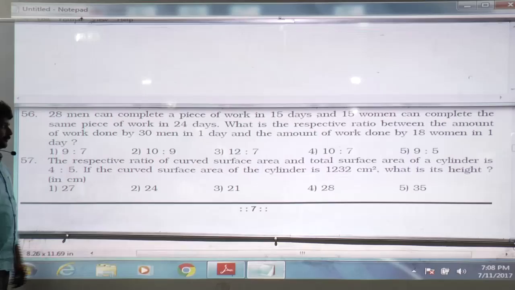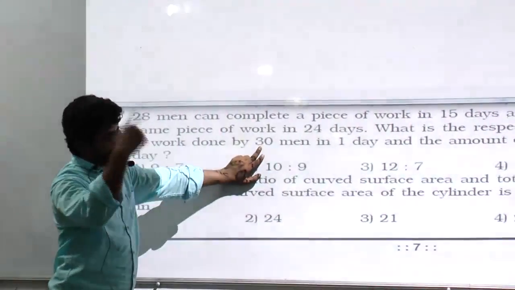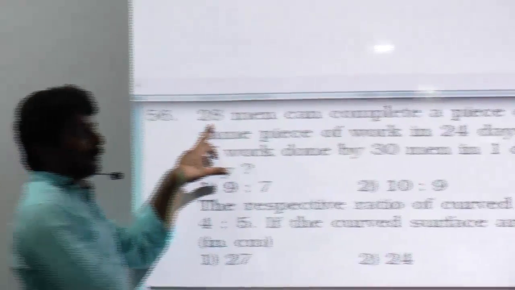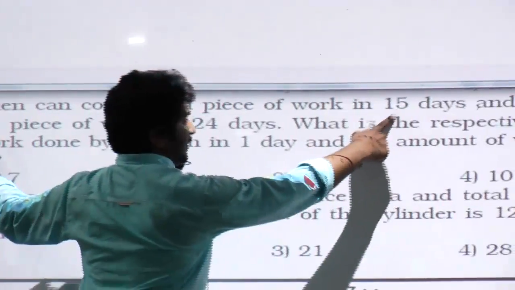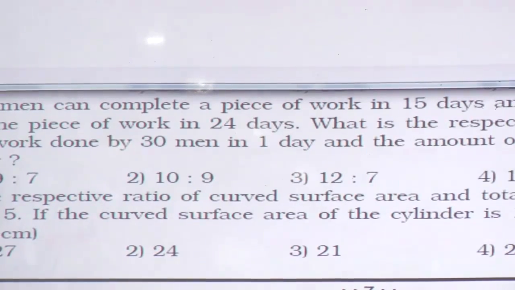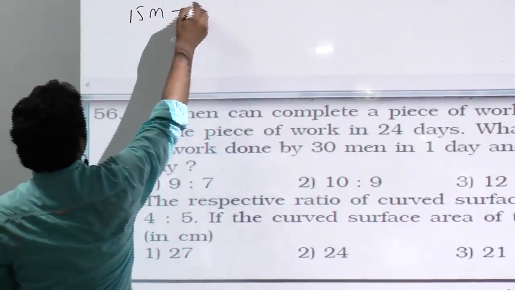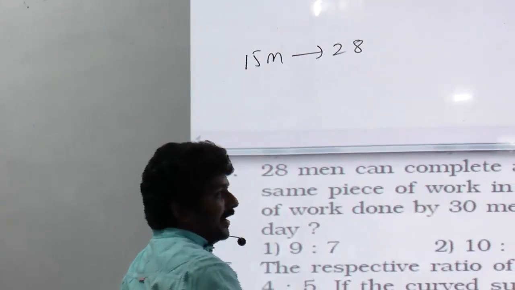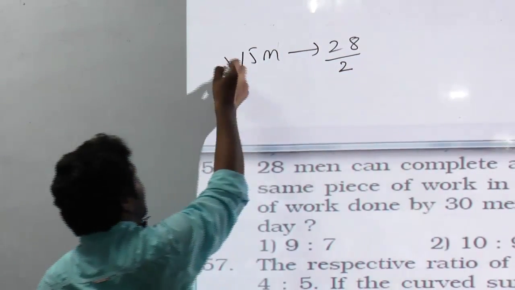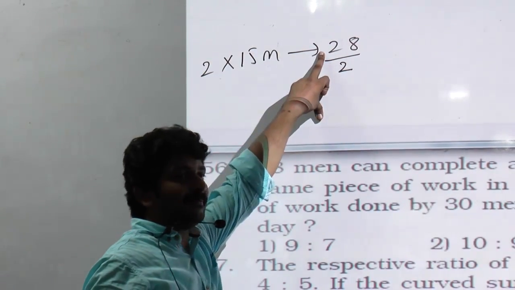1 day work. If you know the number of days taken by 30 men to complete the work, you can calculate 1 day work. Yes or no? 28 men can complete the work in 15 days. If X men can do it in Y days, Y men can do it in X days. You know that rule? If 28 men can complete the work in 15 days, 15 men can complete the same work in 28 days. But how many men are here? 30. So let me divide this number by 2, then I will multiply this number by 2. So 30 men can complete the work in 14 days.